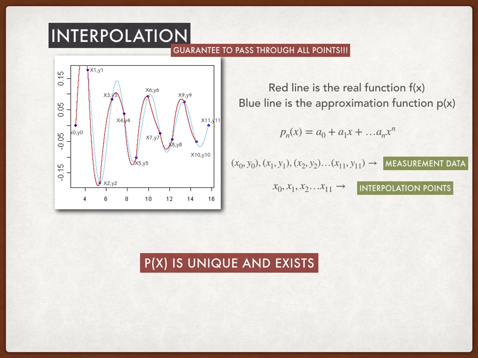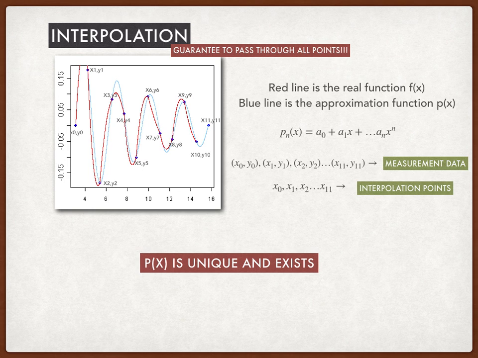Given a set of measurement from the function f of x, we have x0, y0, x1, y1, and up to xn, yn. The points x0, x1 to xn are called interpolation points. The polynomial Pn of x is called the interpolating polynomial of the data. If the interpolation points are distinct, then the process of finding a polynomial that passes through the data is equivalent to solving a system of linear equations, Ax equals to b. Furthermore, it has a unique solution.